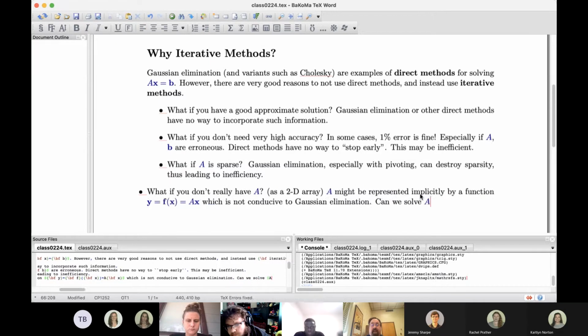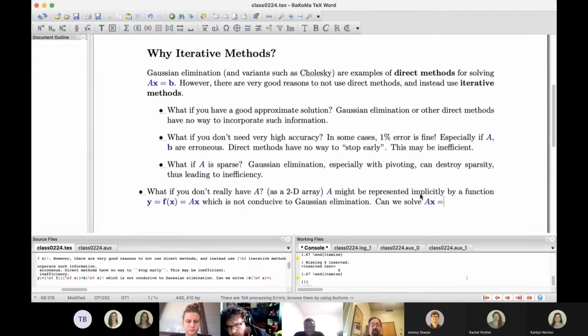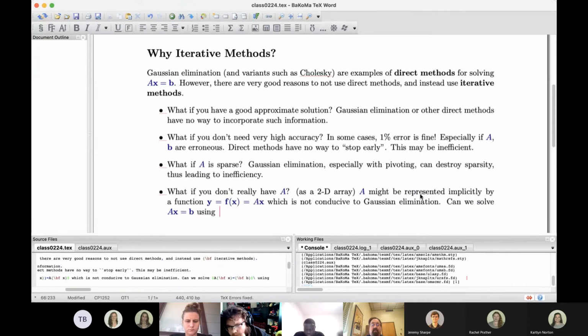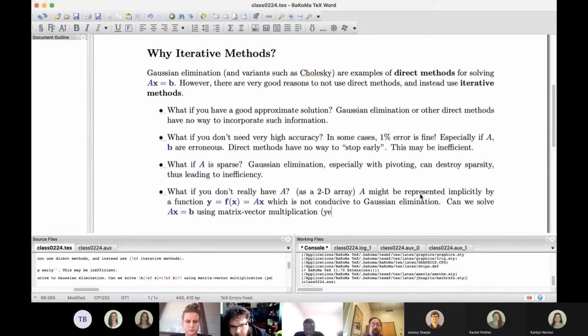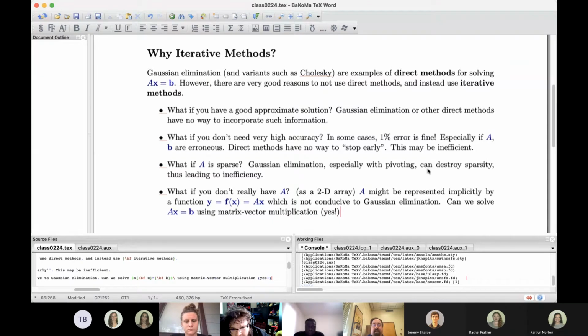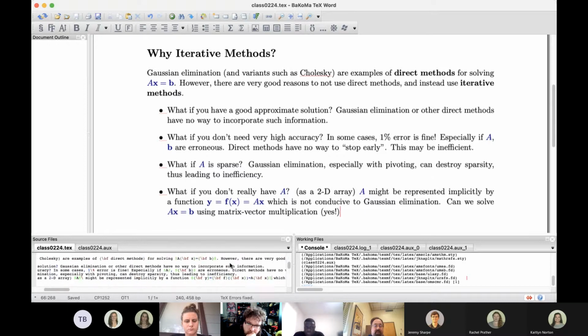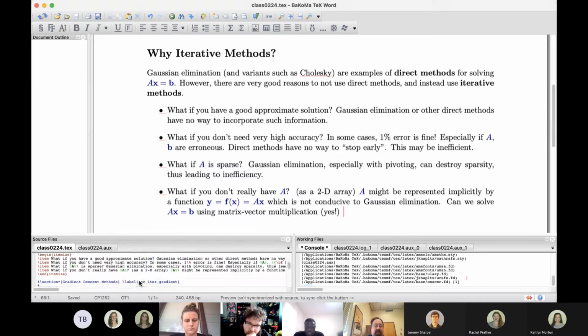So can we solve Ax equals b using matrix vector multiplication? And what we'll see in this chapter is the answer is yes. So these are some very compelling reasons, at least in some situations, to not use direct methods. So iterative methods are a nice alternative to that.